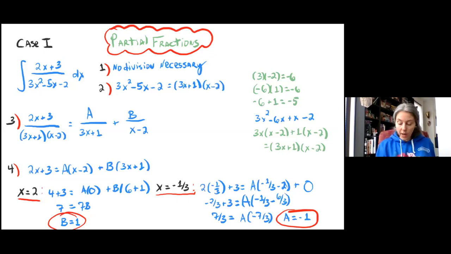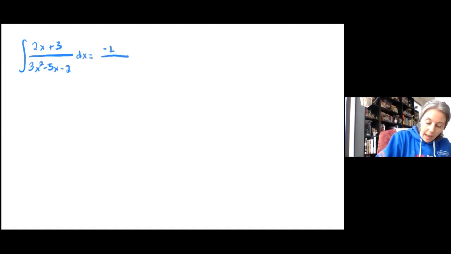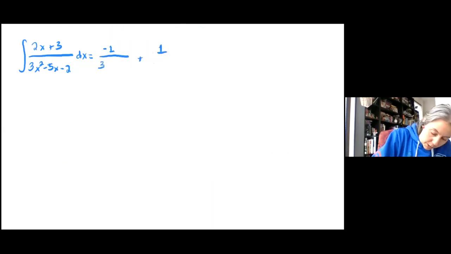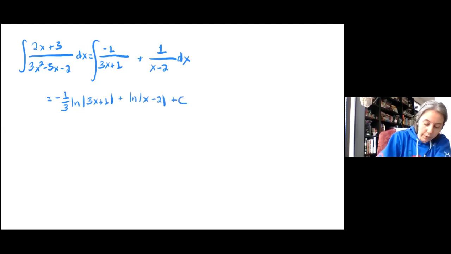Perfect. Okay, so now that we have our numerators, our last step for partial fractions here is to rewrite our original integral in terms of that partial fractions decomposition. So we got that A was equal to -1 and B was equal to 1. Let's just go back and look really quickly. So my A was -1. That A goes over 3x plus 1. My B was 1, which goes over x minus 2. So now we're doing the integral of this. Well, now both of these are known forms. So we end up with -1/3 ln of 3x plus 1 plus ln of x minus 2 plus a constant for our final answer.